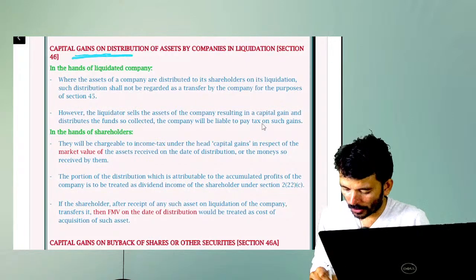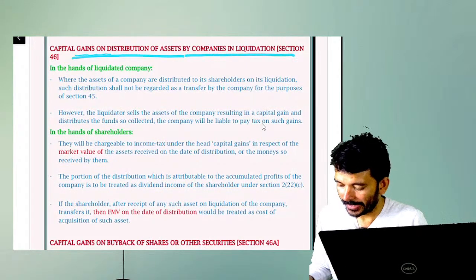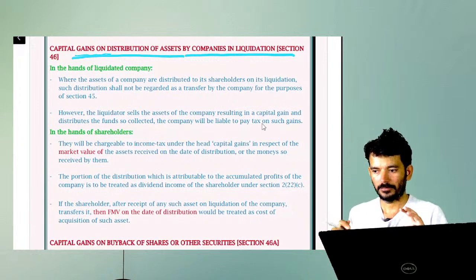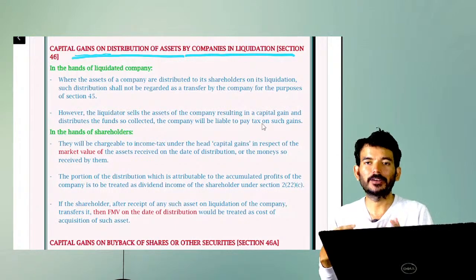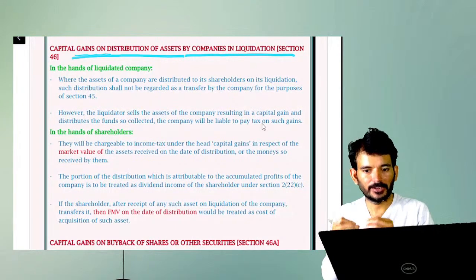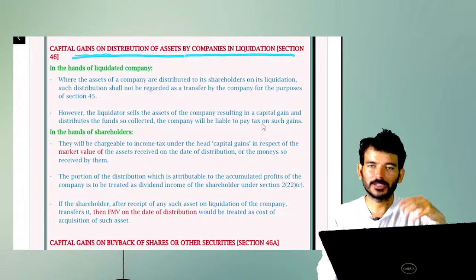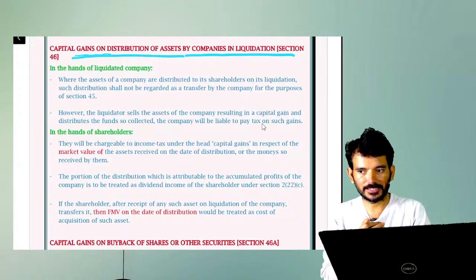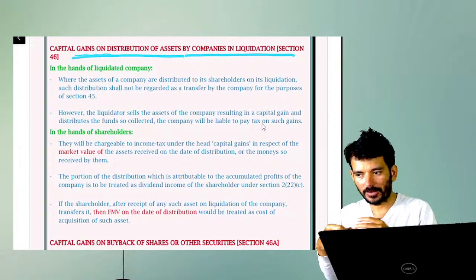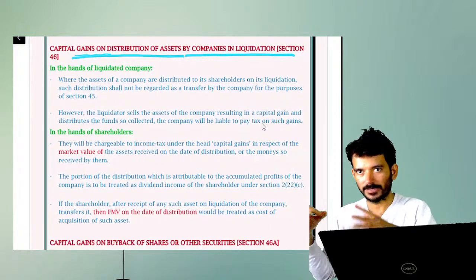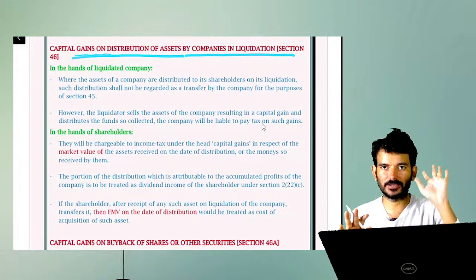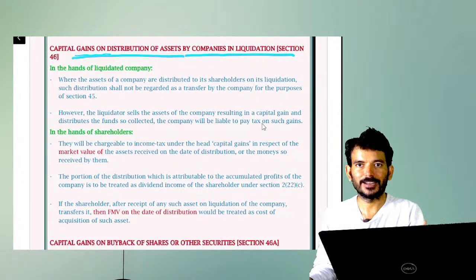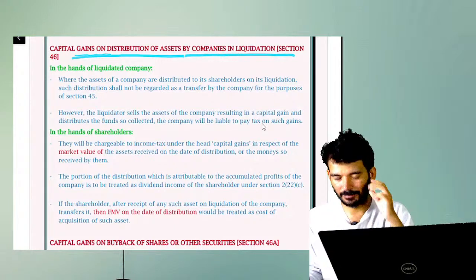Now, capital gains on distribution of assets by companies in liquidation. A company is in the state of liquidation. Whenever they liquidate, what do they do? A liquidator will be appointed. He'll sell off all their assets in the market, realize the cash and pay all debts, outside liabilities, debentures, preference shareholders. Anything pending, they will pay to the equity shareholders. This we have studied at intermediate level, in the chapter on how to liquidate the company.